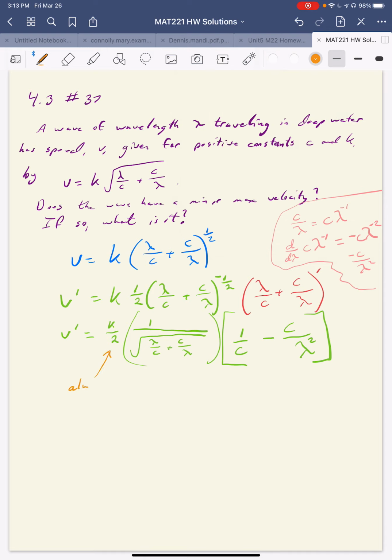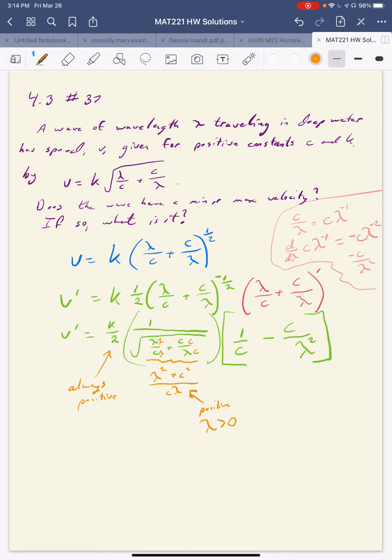All right. This term here, I can rewrite that lambda over c. If I multiply the numerator and denominator of this term by lambda and this term by c, then I would get lambda squared plus c squared all over c lambda. And when I look at that, I say, okay, this denominator is positive as long as lambda is greater than 0, because c is always a positive term.